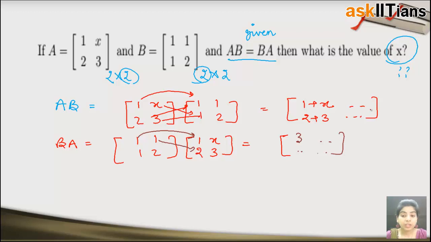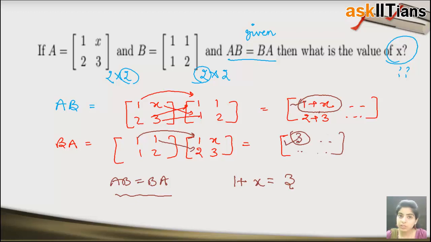So what am I doing here? You need not find out each and every element of these matrices. Why? I just need to find out the value of X. Since it is given that AB is equal to BA, this means that each and every element of AB would be equal to the corresponding element of BA. So I can simply write here 1 plus X equal to 3, that is, the first element of AB would be equal to the first element of BA. So this gives me X equal to 2.